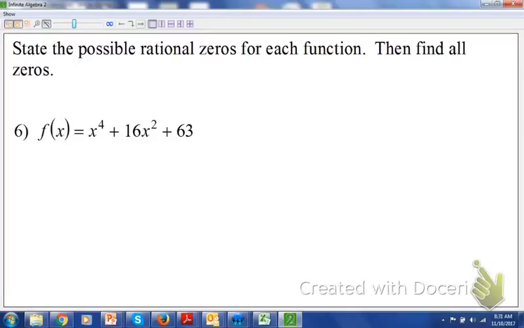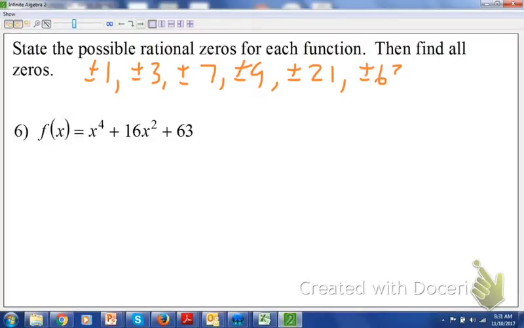But what are the rational zeros here? A lot of them, right? All the factors of 63. Plus or minus 1, plus or minus 3, plus or minus 7, right? Plus or minus 9, 21, and 63. I think that's about the only combination that's left that'll go into this.